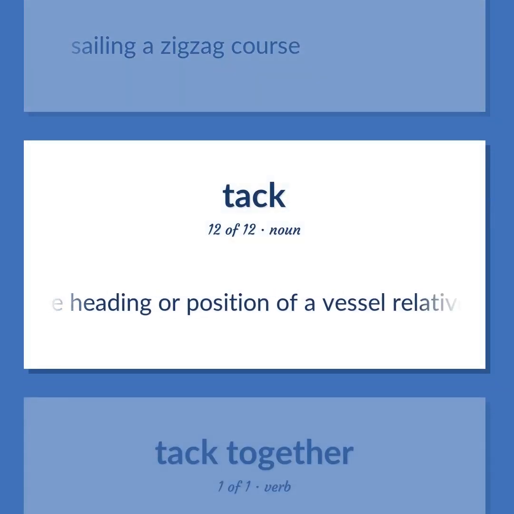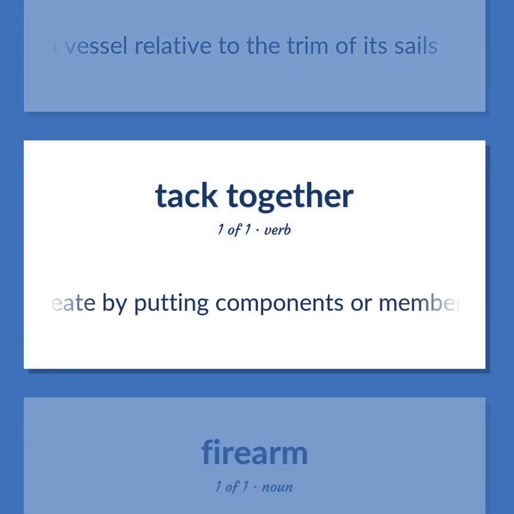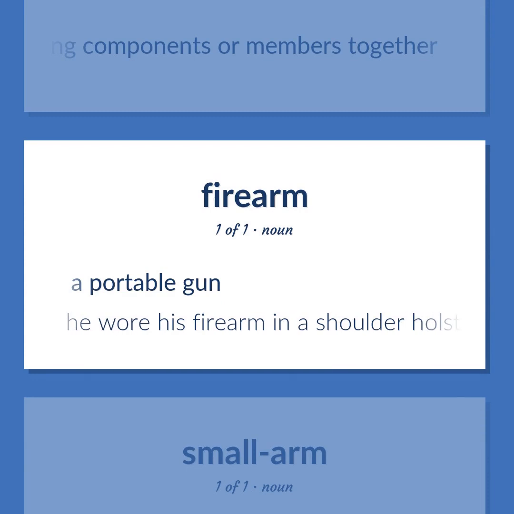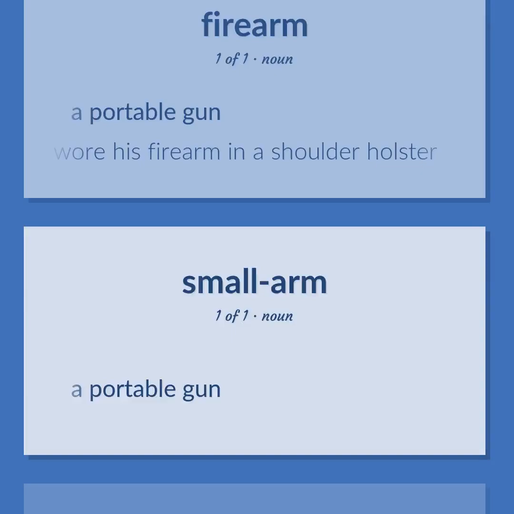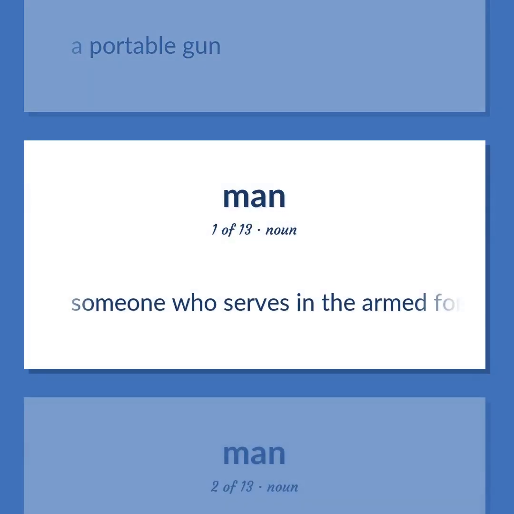The heading or position of a vessel relative to the trim of its sails. Create by putting components or members together. A portable gun. He wore his firearm in a shoulder holster. A portable gun. Someone who serves in the armed forces, a member of a military force.